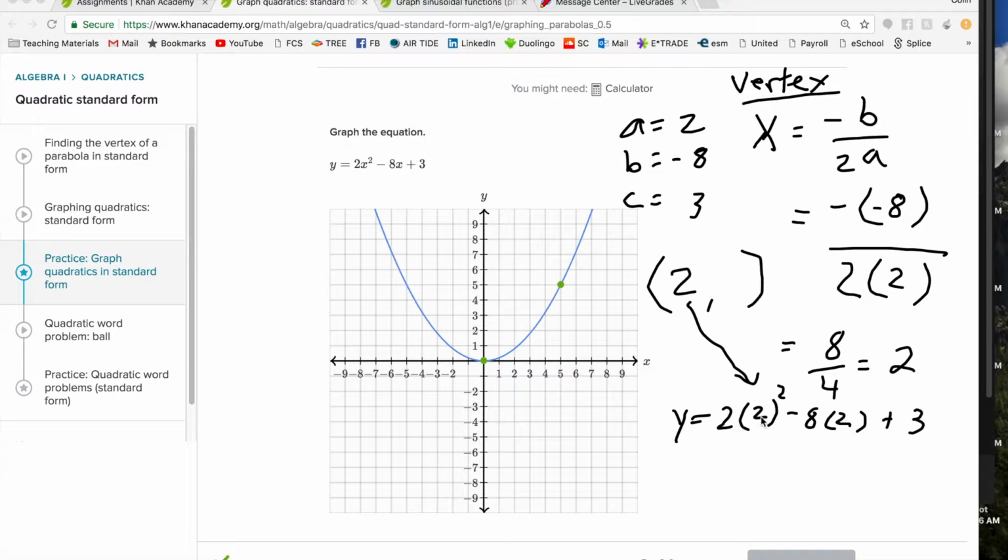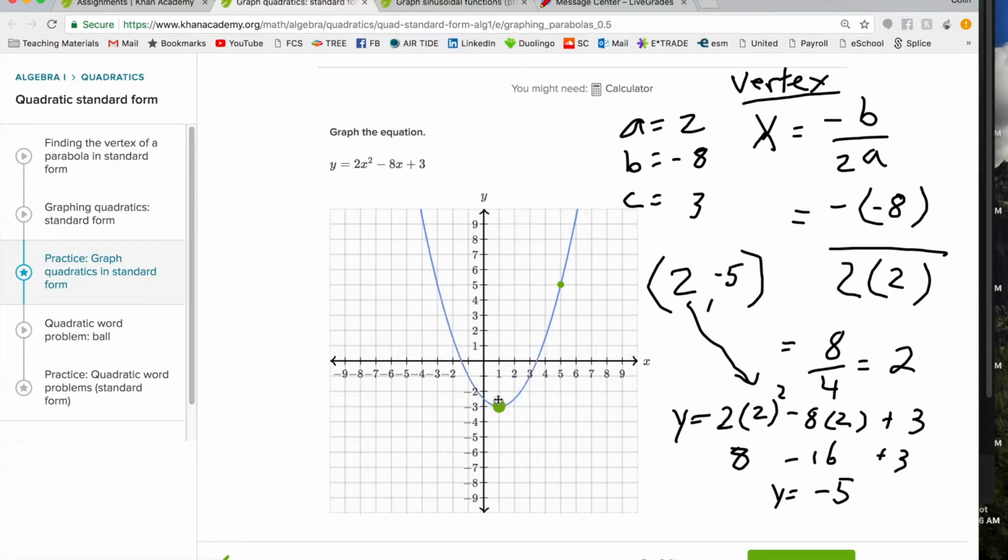All right. So 2 squared is 4. And then we got 2 times 4, so we got 8. 2 times 2 squared is 8. Now we've got -16 over here, and we've got +3 over here. So -8 plus 3 is going to be -5. So our y is going to be -5. All right, so we'll put -5 here. Okay, so that means we're going to go to the point 2, -5.